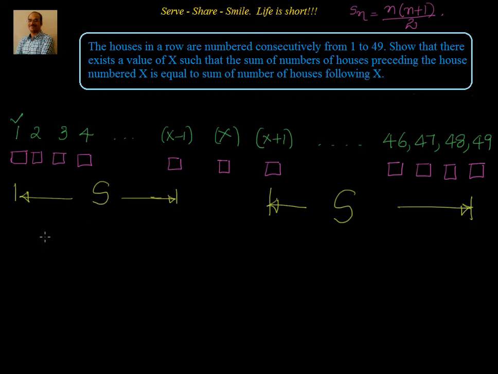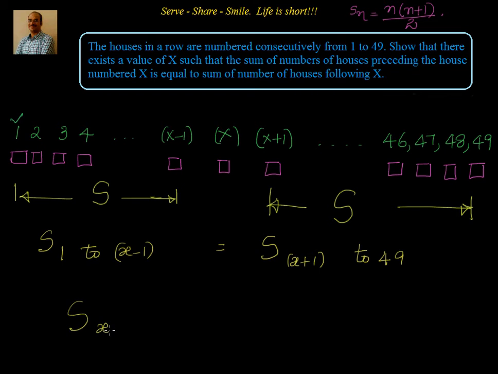So the sum s is nothing but the sum of the terms 1, 2, up to x minus 1. This is equal to the sum of the terms, which are house numbers from x plus 1 to 49. This is what is given to us. So the sum of 1 to x minus 1 equals the sum of x plus 1 to 49. For the sum of 1 to x minus 1, we can directly apply the formula because we are starting from 1 and going to x minus 1 terms.